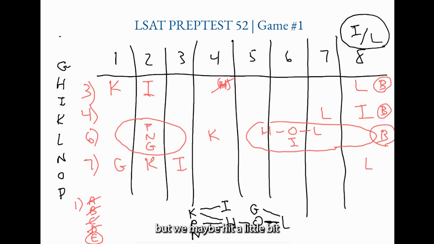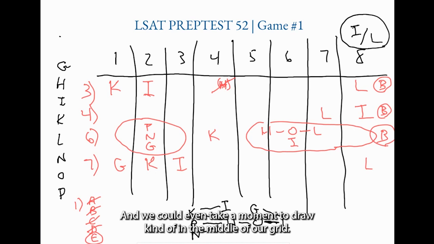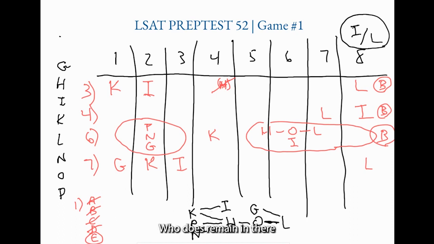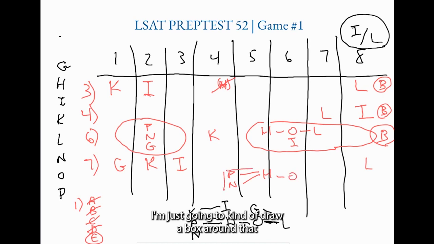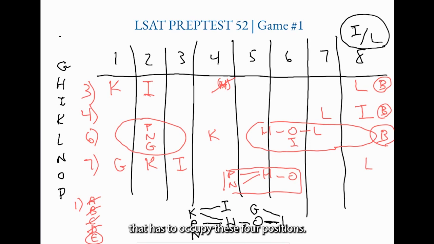But we maybe hit a little bit of a roadblock beyond that. Can we, in fact, lock in further players? Well, look at who remains. And we could even take a moment to draw, kind of in the middle of our grid, who does remain in their relationship. So we have PN before H, before O. Just going to kind of draw a box around that. That has to occupy these 4 positions.